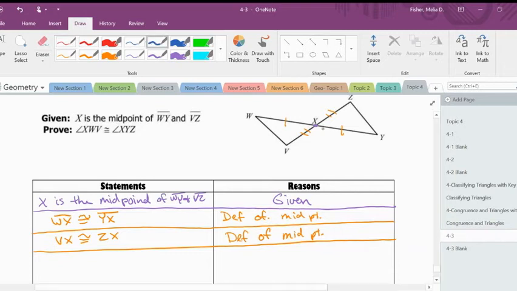The next thing I see is that this angle is congruent to this angle. So I'm going to say that angle ZXY is congruent to angle VXW. And that is because of the vertical angles theorem.